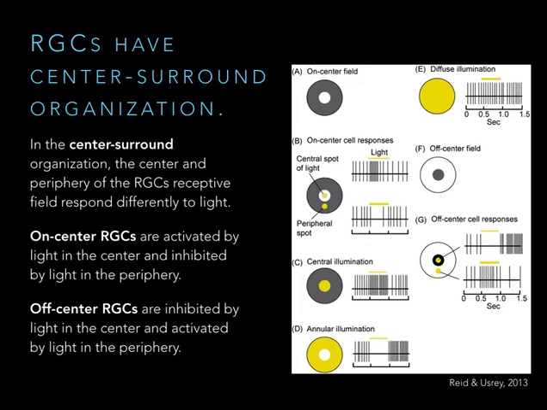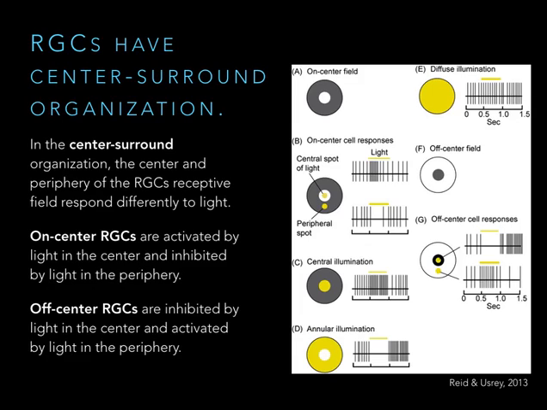So the response then to light, if it hits the center of the dot, you can see in part B, the vertical lines are showing you the action potentials generated by the retinal ganglion cell, and you can see that there's a lot more of them when light is in the center, shown on the top, versus in the periphery, that's shown on the bottom of part B.